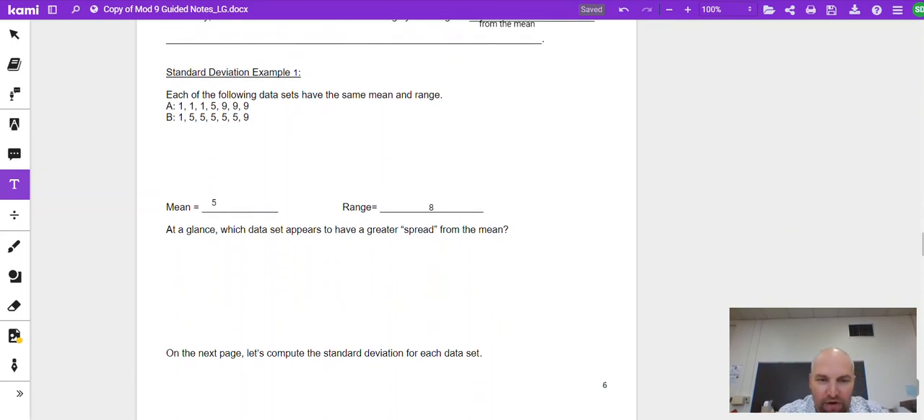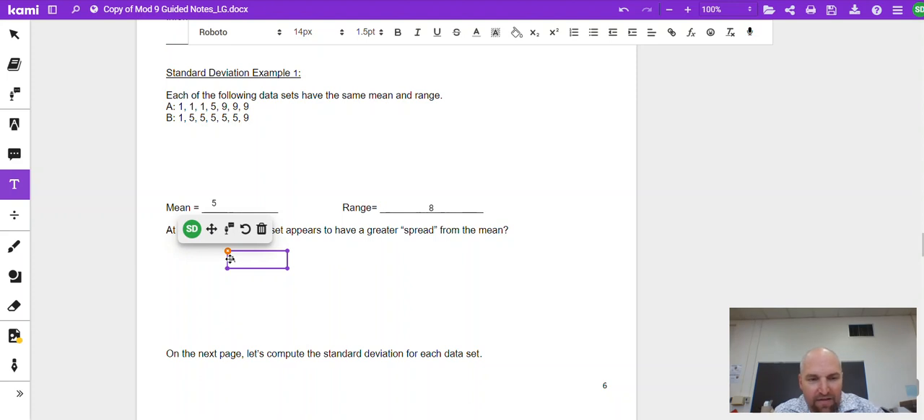So just know that when you look at this, you've got 1115999 and 1555559. At a glance, which data set appears to have a greater spread? Like how far out are they? Even though they have the same range and mean, you could say that data set A has a greater standard deviation, I guess.